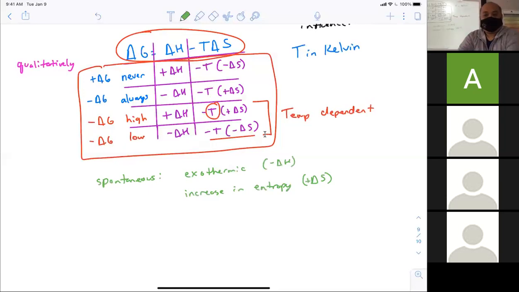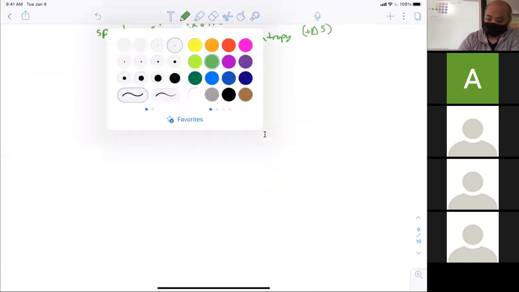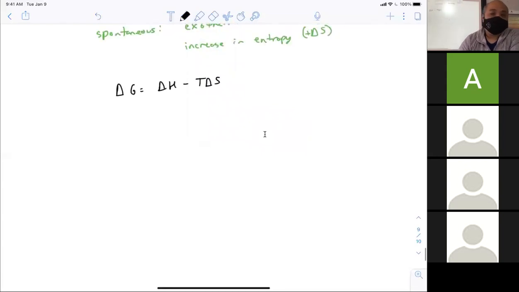Okay. Questions about that concept? Again, minimize what you have to memorize. In the calculation aspect of it, delta G is equal to delta H minus T delta S. And the key thing that you want to be aware of here is that in this scenario, delta G is kilojoules per mole, or kilojoules.